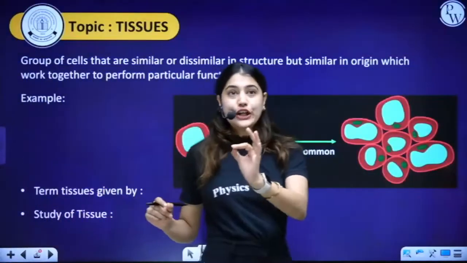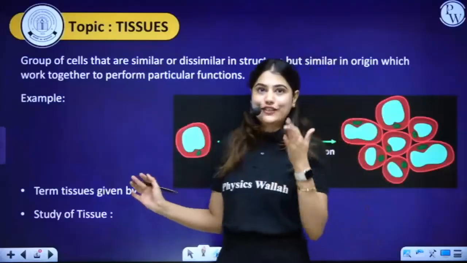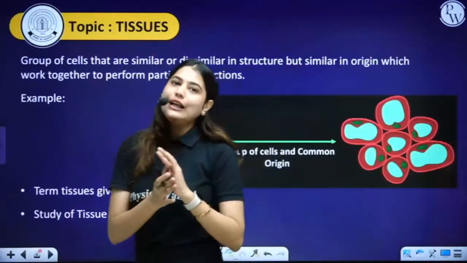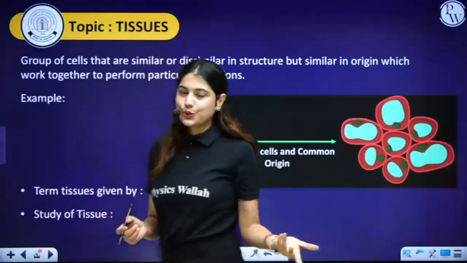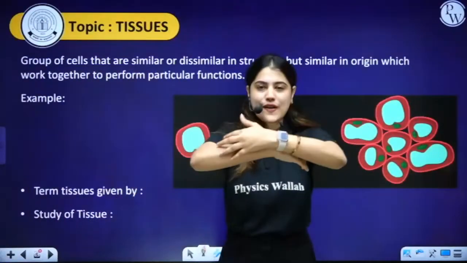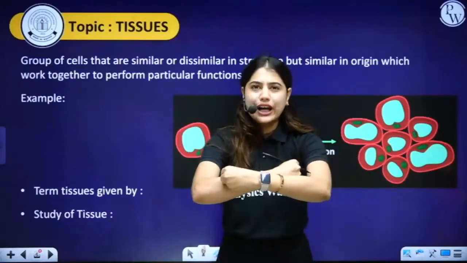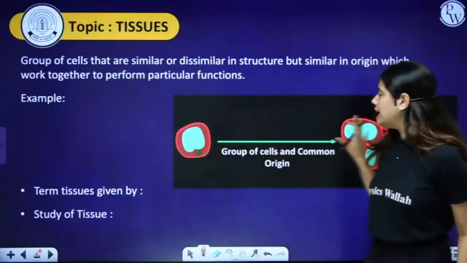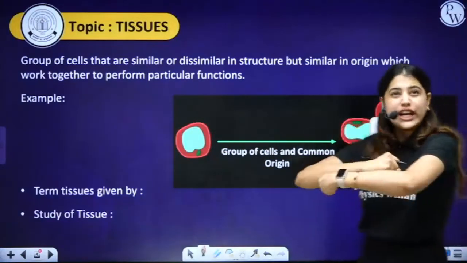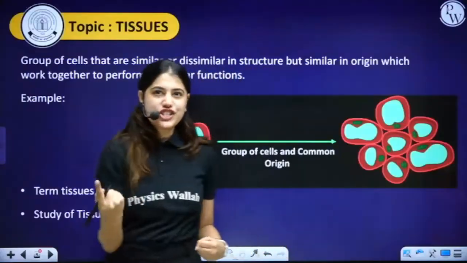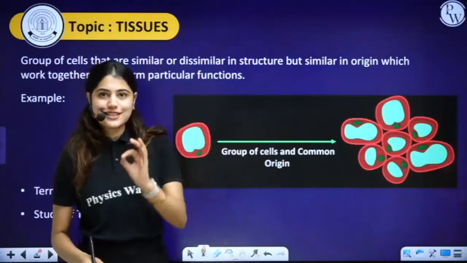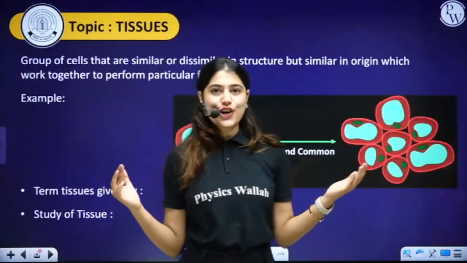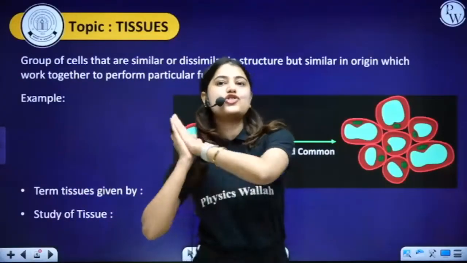Though I have already told you what are tissues in my previous class cell, but still since this is the beginning of the chapter, I'll be telling you again. So what are tissues? Tissues are nothing but a group of cells. When the cells group together to perform a particular function, right? When these cells group together and together they are performing a function, that group of cells is called tissues, right? They can have a similar structure or dissimilar structure, but yes, their origin should be same, right?